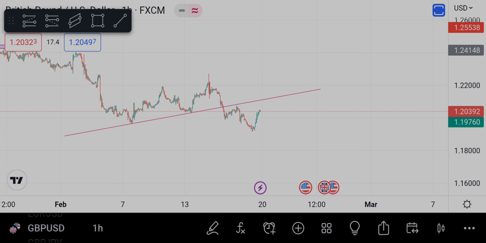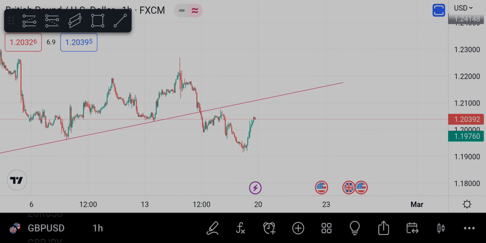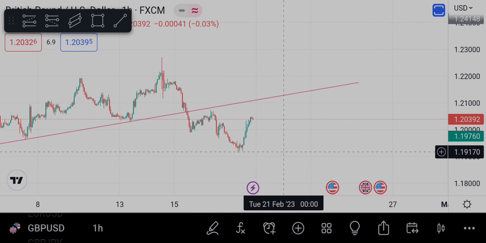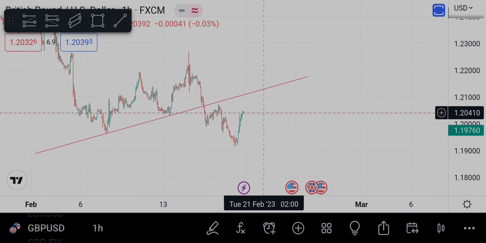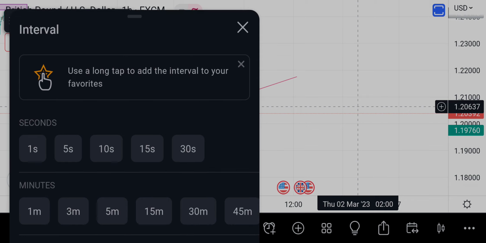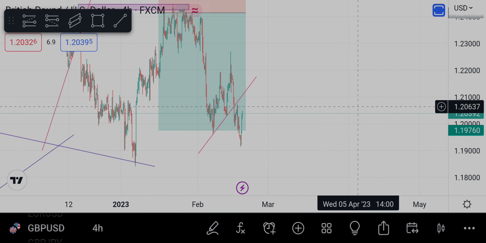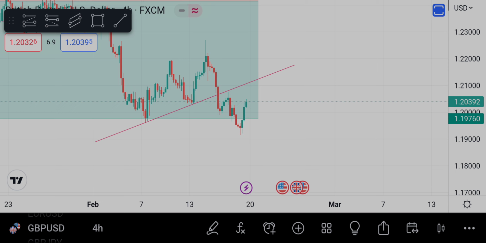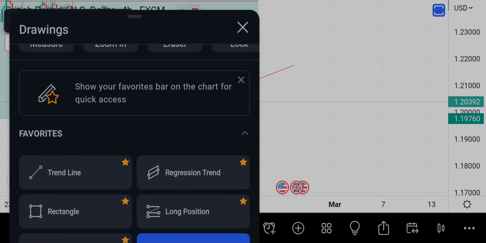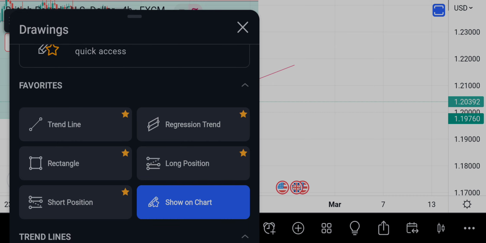If you look at the 1 hour time frame, it is still trying to test this zone here. What if I'm going to be entering this trade? I'll go back to 4 hour. I always like to analyze on the 4 hour. I do my analysis and entry on the 4 hour. So if I'm going to be entering this trade, I'm going to be entering this trade.